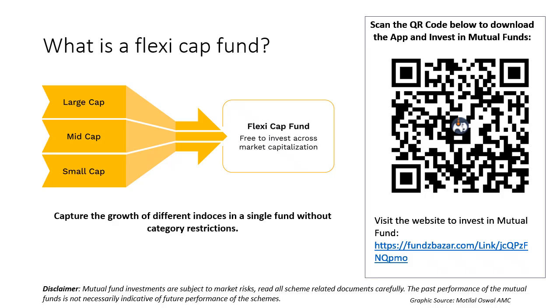Again, I'm repeating, when you put your money into a mid cap fund, a pure mid cap fund, that money can only be invested into 150 companies. But when you put your money in a flexi cap fund, that money can basically be invested in any company that is listed on the stock market, right?